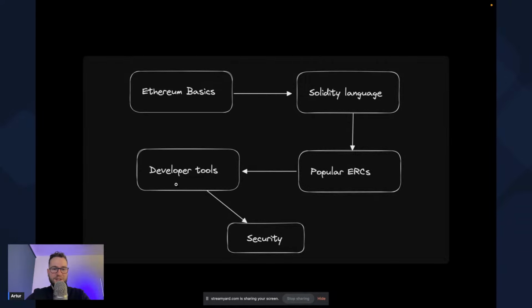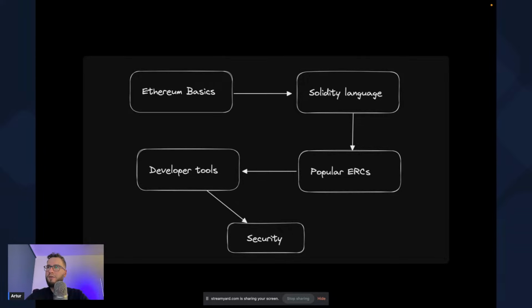Then the next step is developer tools. I will also cover this in a second. I will show you what kind of tools are necessary for learning all this, and are worth checking. And then, of course, in the Solidity, in the smart contract world, it's really important to think of security. So I will also mention that, and I will also give you a lot of interesting links that I think are worth checking.